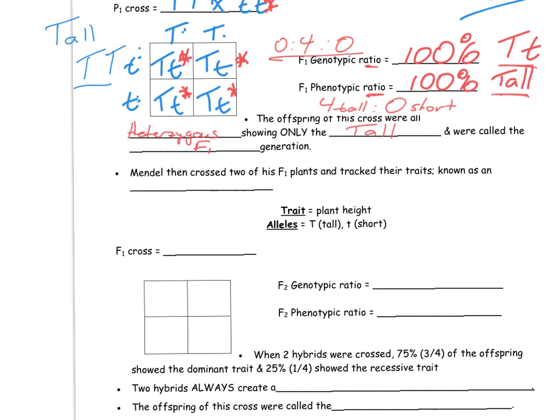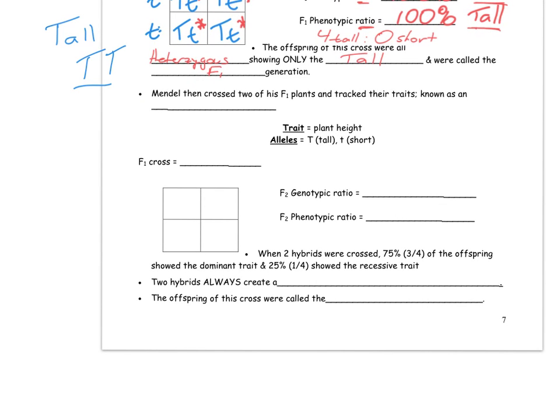Then Mendel did something interesting. He said, okay, they're all tall, but what would happen if I took one of these plants and crossed it with another one of these plants? And what would I get? He did the experiment, and it produced an F2 generation. So what would your F1 cross have been? This was known as an F1 cross.